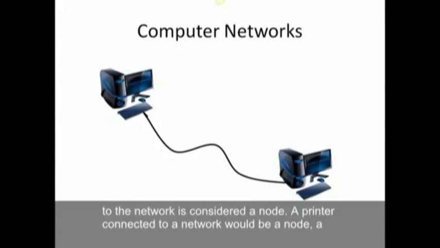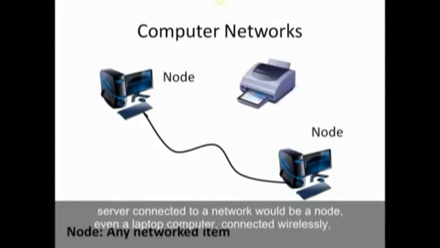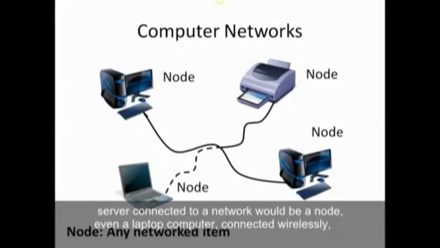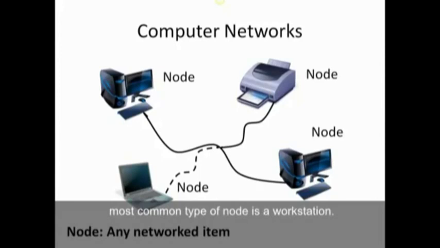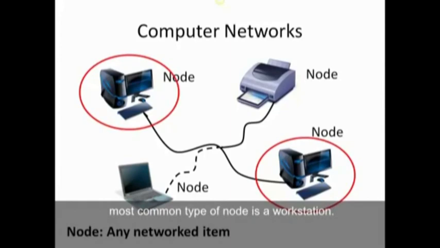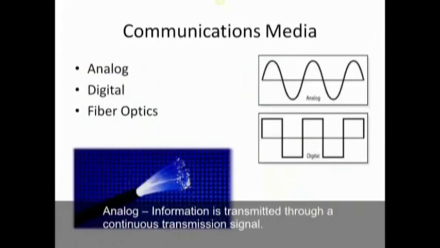Any device attached to the network is considered a node. A printer connected to a network would be a node. A server would be considered a node. Even a laptop computer would be considered a node, even though it's connected wirelessly. Note that it isn't necessary to connect to the internet when you're setting up a network. And as an FYI, and you'll want to remember this one, the most common type of node is a workstation, so a desktop-style computer.